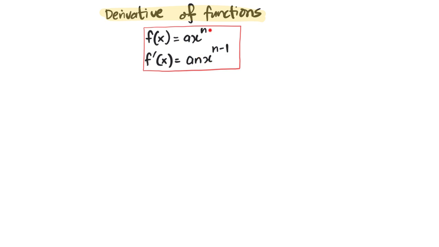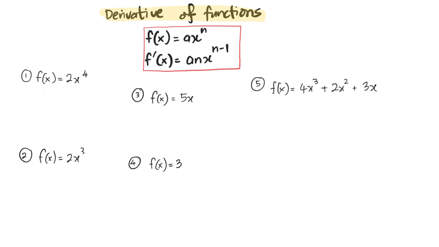What is an here? So the power n here, we bring it forward. So that will be an. It means a multiplied with n, and then x to the power of n minus 1. So the power will reduce by 1. Alright, here are 5 questions. Let's find the derivative of each of them.